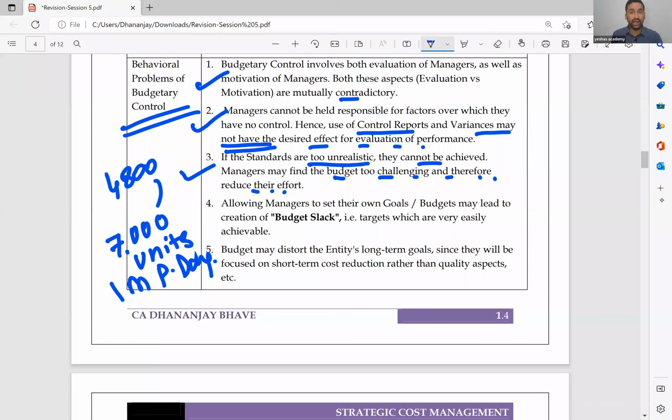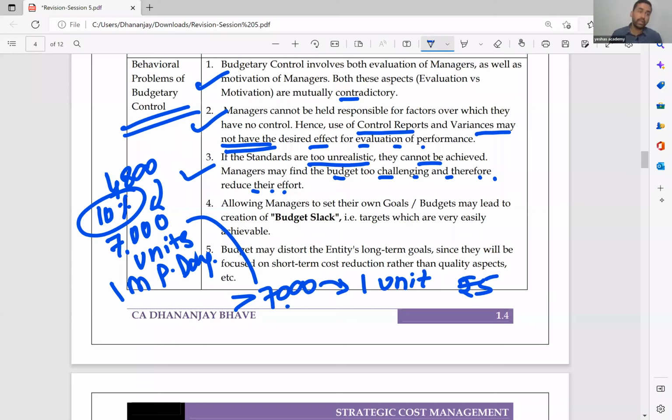Now, there is a high chance he may even cross 7,000. Not only that, he will surely achieve 7,000, because for him from 4,800, 7,000 looks doable. But because he has such a fantastic incentive possible beyond 7,000, he may go beyond that. Suppose he produces 7,200 units, you will first give him 10% bonus as per the agreed incentive plan, and also give him 200 units into 5 rupee, 1,000 rupee extra.